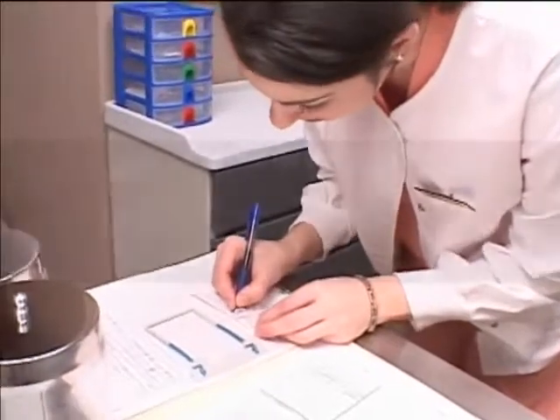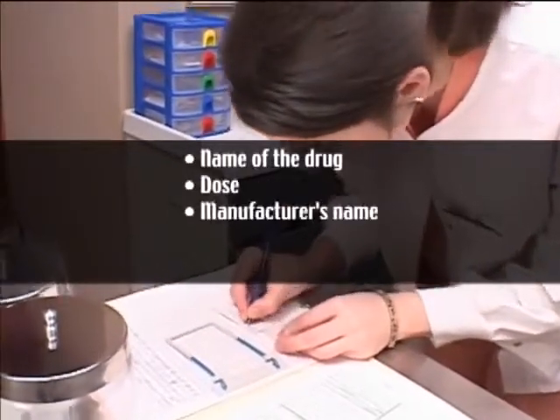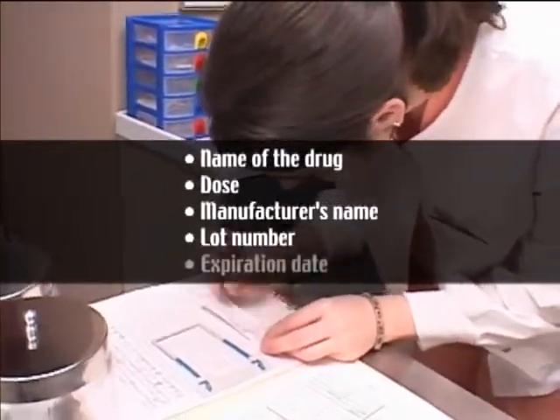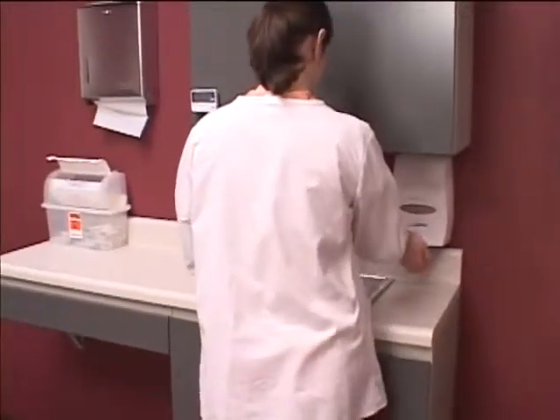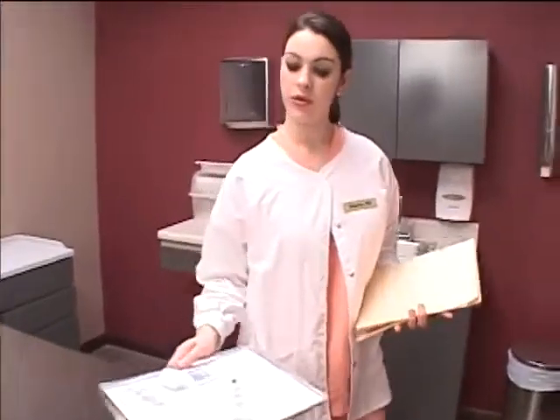Label the syringe wrapper with the name of the drug, dose, manufacturer's name, lot number, and expiration date. Dispose of your trash and wash your hands. Pick up the medication tray and leave.